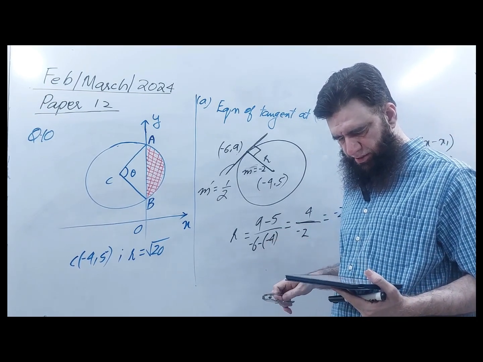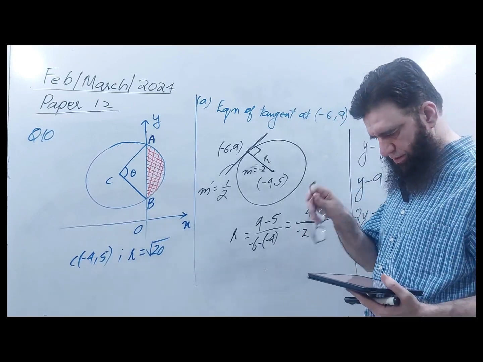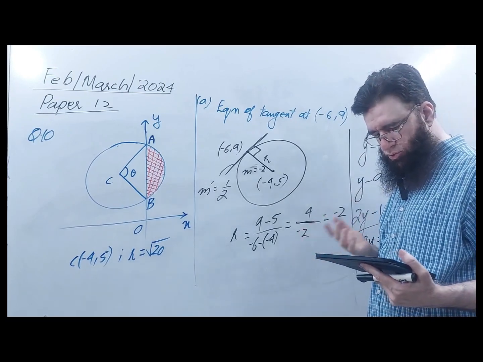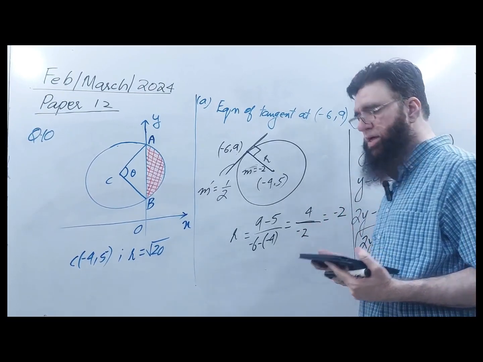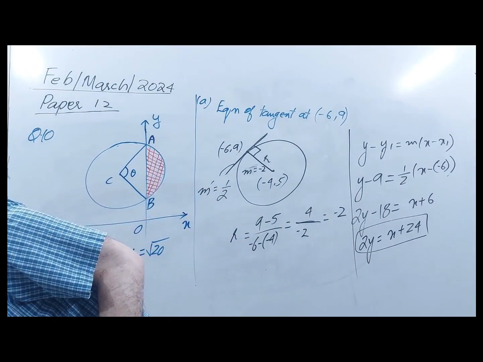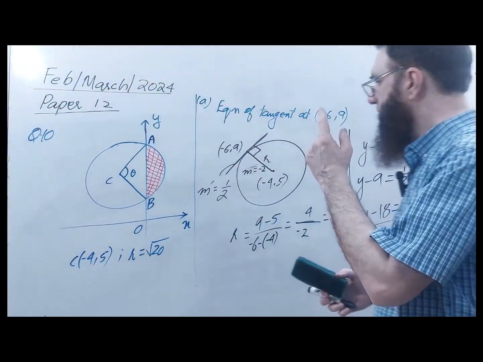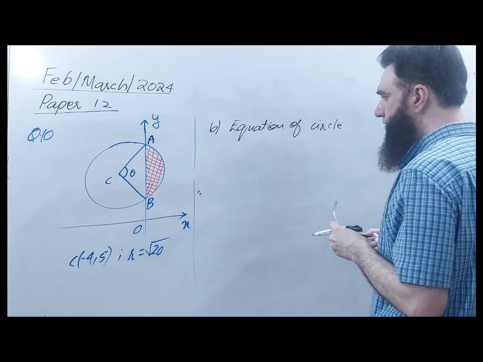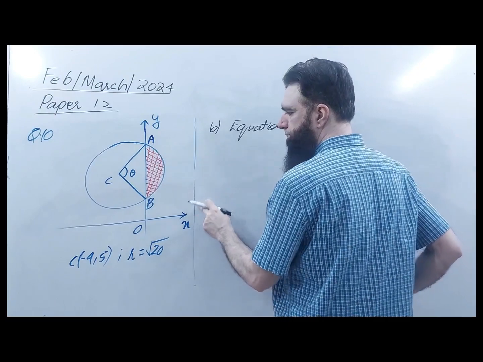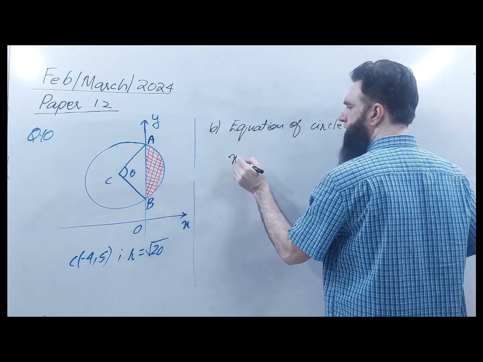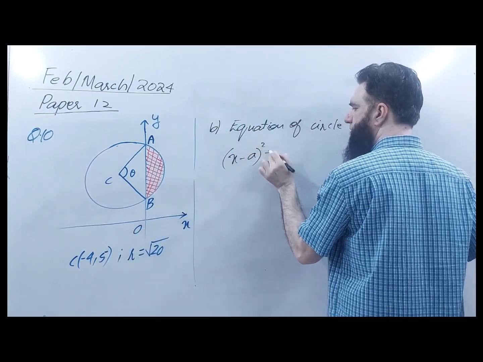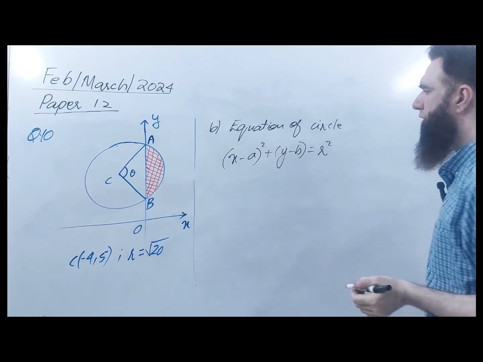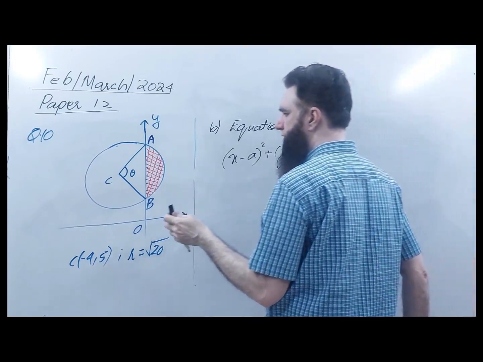Second, we are asked to find the equation of the circle. Now we have to find it in a particular form, x square plus y square plus ax plus by plus c. We have to find the equation of this circle, so let me erase this. The equation of the circle is (x minus a) square plus (y minus b) square equals r square. You know what a and b are?